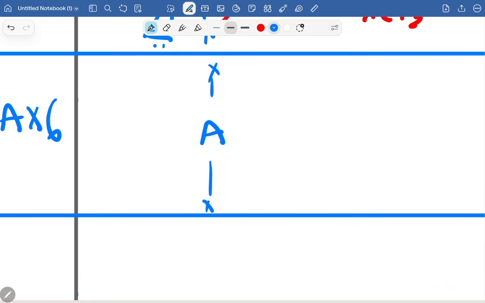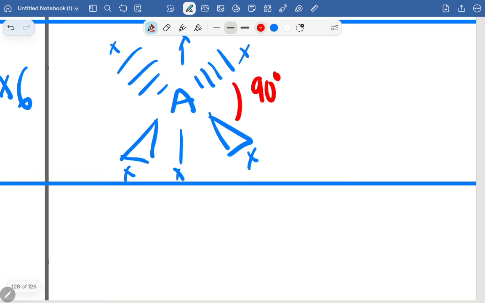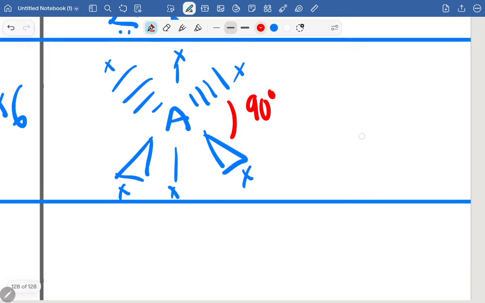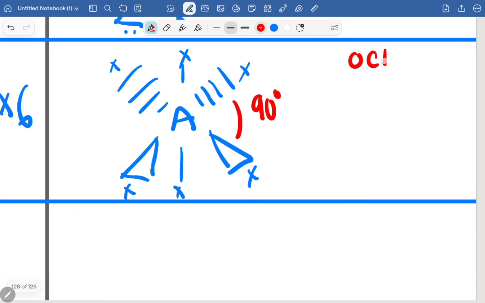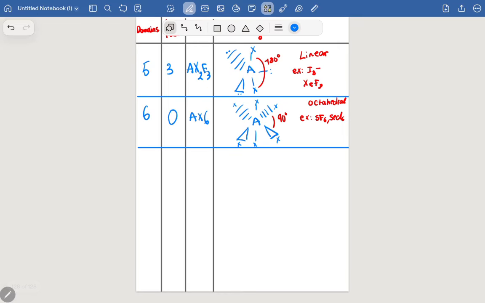And then we will have what? We will have 2 behind the plane, 2 in front of the plane, so X, X, X, X. And now we will see that the angle between any 2 adjacent bonds is going to be 90 degrees. So, what is this structure called? It's called an octahedral. And some examples of octahedral are SF6 and SeCl6. Perfect. So that's 6 and 0, AX6.